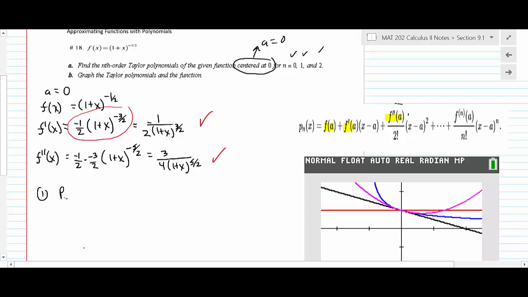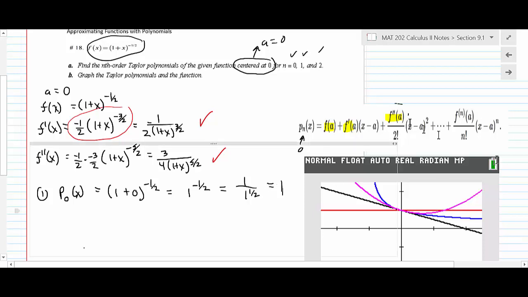The first thing we're going to do is P0 of x. Again, that is just telling you the order that you're working with, so we're not doing a derivative yet. We're just taking the function, which I gave you, and evaluating it at 0. So we have (1 plus 0) to the negative 1/2, which is just 1 to the negative 1/2. That's really just 1 over 1 to the 1/2, so it's equal to 1. You can do that in your head. Therefore, P0 of x is equal to 1. That's the first answer of the problem.